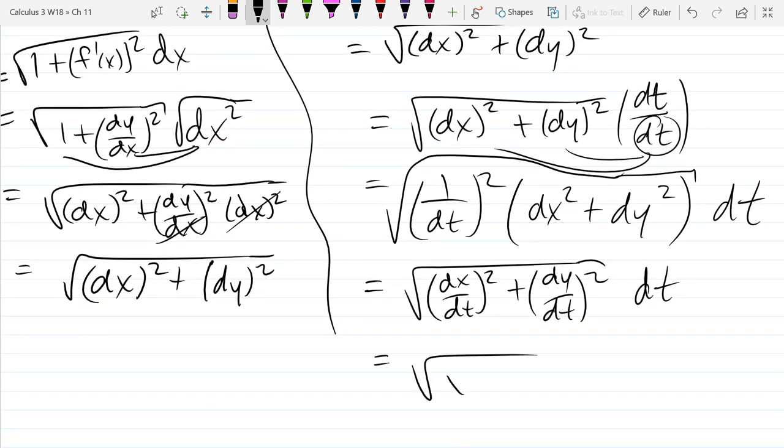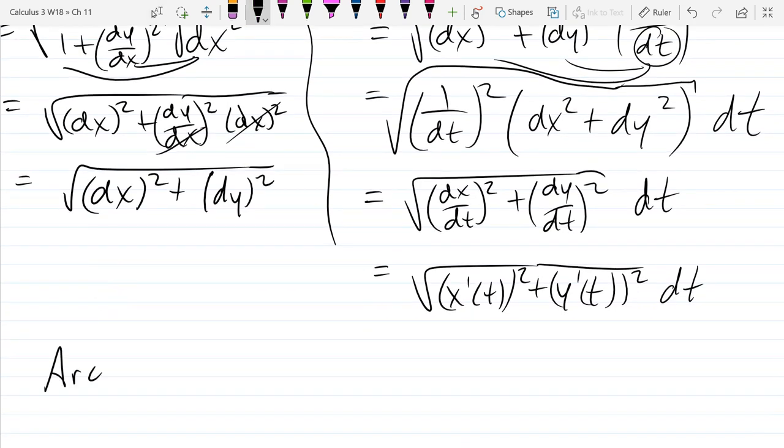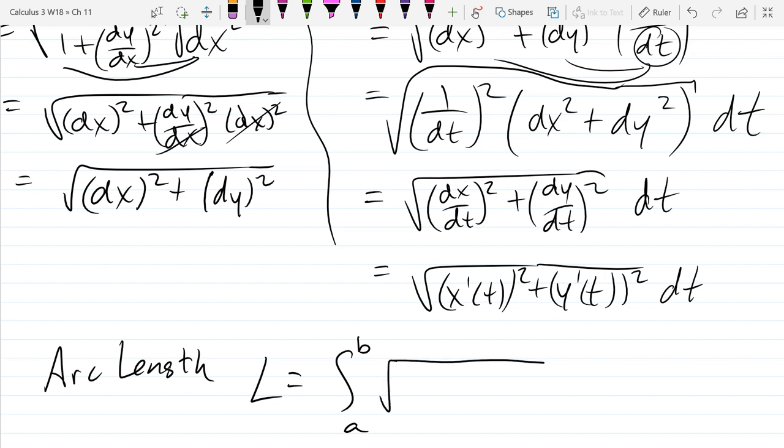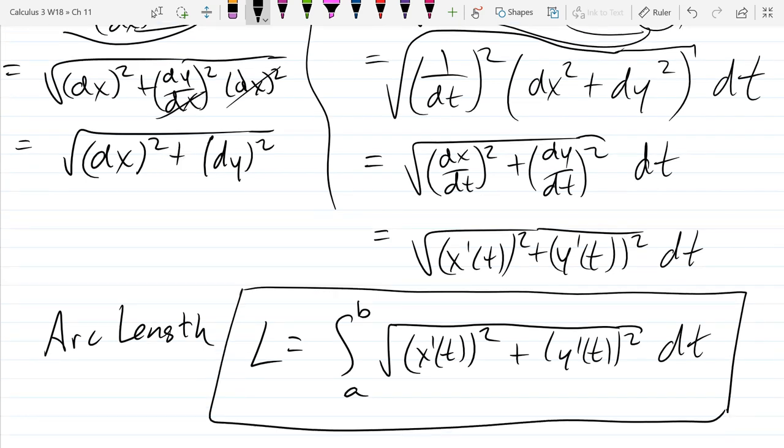And now we can write it as x prime t squared plus y prime t squared dt. And then we just integrate this for the t values, and we'll have our arc length. So integrate from A to B, x prime squared plus y prime squared dt. So there's our arc length formula in parameterized form.